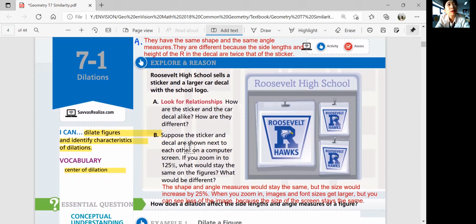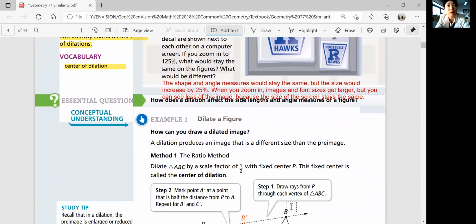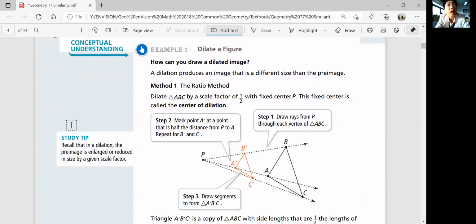So in this lesson, we'll continue to think about how a dilation affects the side lengths and angle measures of a figure. Let's look at example 1. Dilate a figure. How can you draw a dilated image? Do you remember what dilation is in transformation? Yeah, it's when you stretch or compress your shapes. So you're going to have a factor to multiply or divide by when you're using dilation. Okay, so dilation produces an image that's a different size than the pre-image.